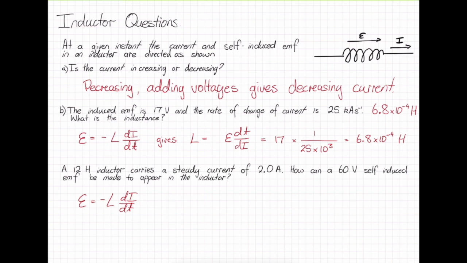So, rearranging our equation gives that our EMF divided by our inductance is going to be equal to our change in current over a change in time. Notice again, I did not use the negative, as having a negative rate of current change is not possible. Now we can just put in our numbers. So we are after a 60 volt EMF over our inductance of 12 Henry gives us 5 amps per second as a change.